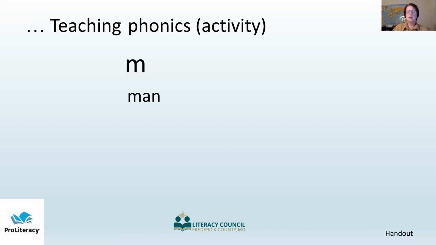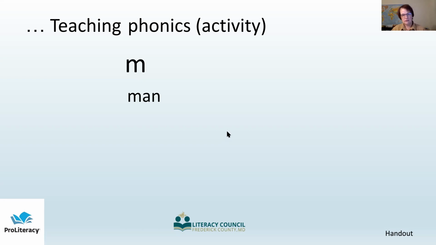This word, oh, there's the word. This word begins with the sound made by the letter M. What is the sound for M? Good. Now listen for the sound as I read each word.